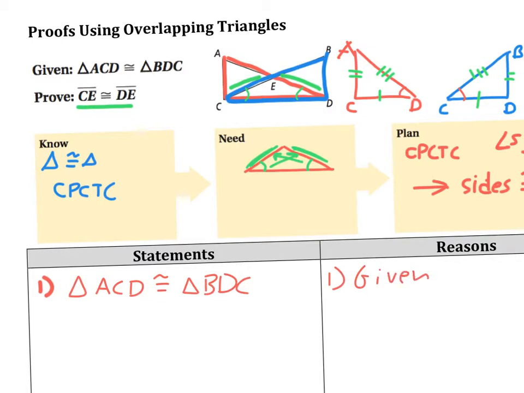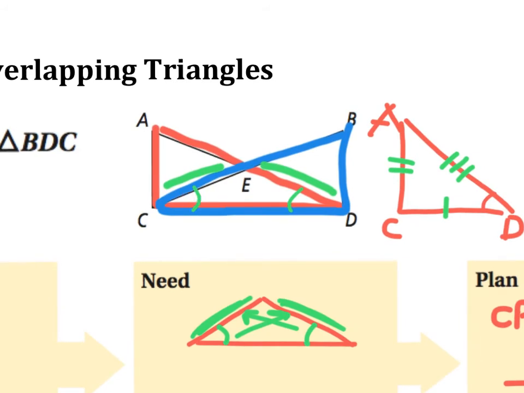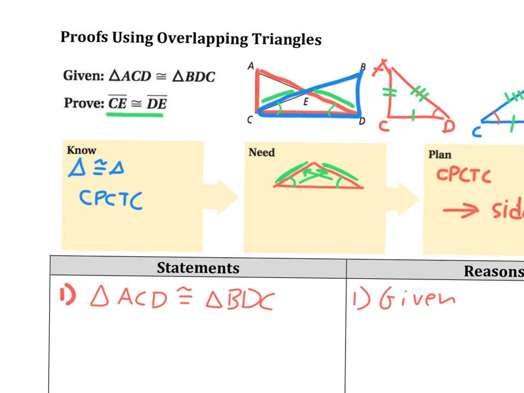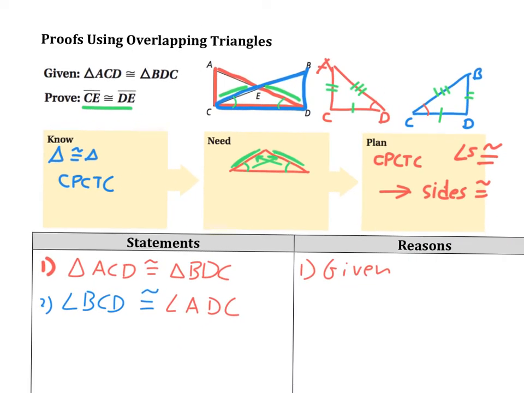Now it's true, I now know 6 things, but I'm only going to focus on one. I'm only going to focus right here and right there. So I'm only going to show that angle BCD on the blue is congruent to angle ADC on the red. And why is that true? Because of CPCTC, corresponding parts of congruent triangles are congruent.